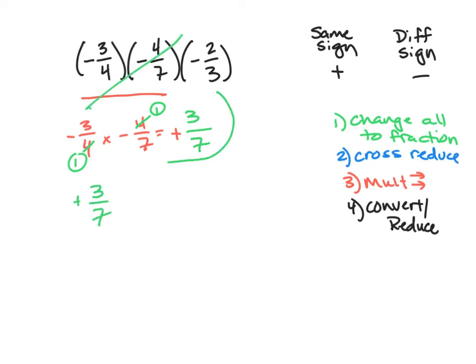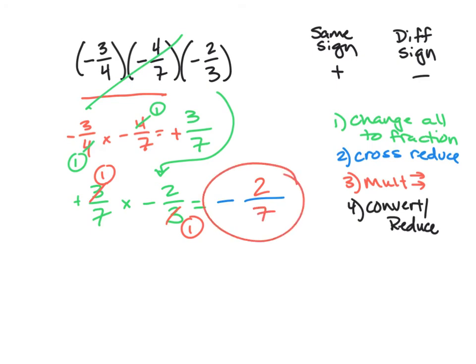Cross off what you did. Bring down what you didn't do. Let's look at those signs again. I have a positive times a negative. Those are different signs, so my answer will be a negative. And I'm going to go through my steps, change everything to a fraction. They are changed. Cross reduce if I can. Nothing goes into both 2 and 7 evenly, but 3 goes into both of these 3s, so let's take care of that. 3 goes into 3 once, 3 goes into 3 once. Makes those numbers nice and simple. Multiply straight across. 1 times 2 is 2, and 7 times 1 is 7. And so my final answer is negative 2/7.